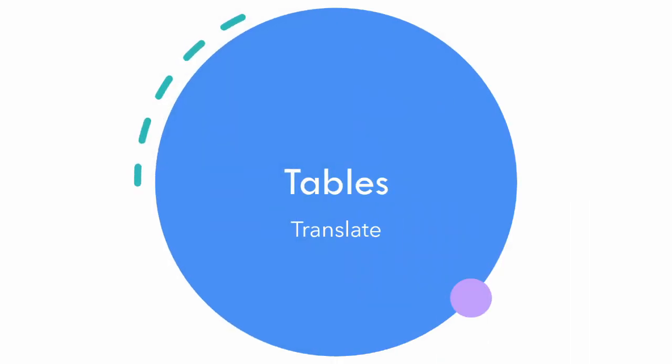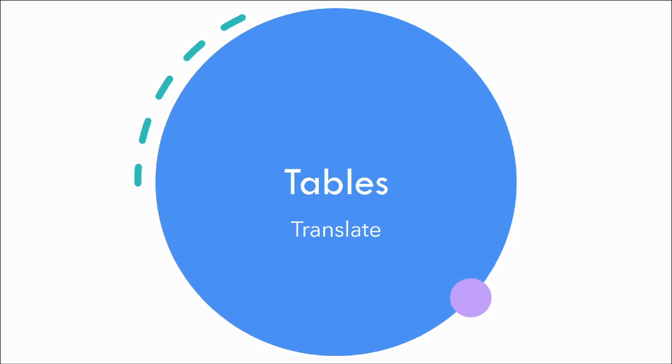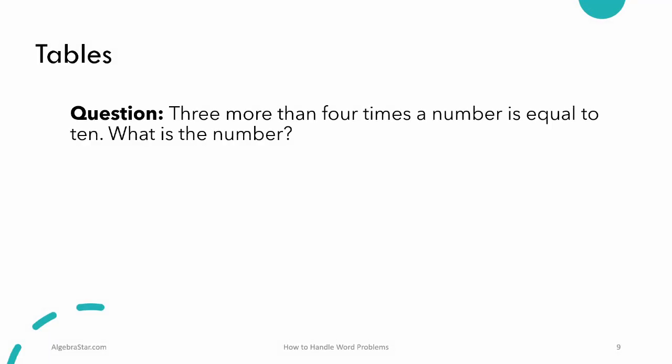Now, tables are also a great help to solve word problems. Now let's try a couple of questions. So our first question is, 3 more than 4 times the number is equal to 10. What is the number? Now, that is a confusing statement, and it can happen that even after you try to fully read it and understand it, it still remains confusing.